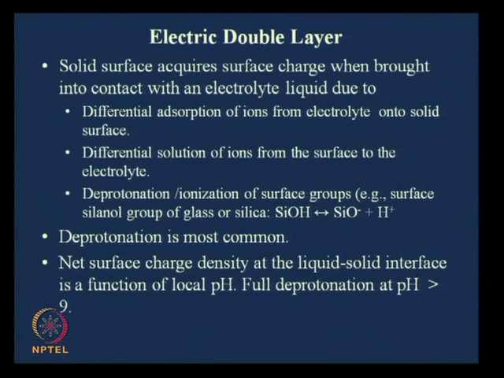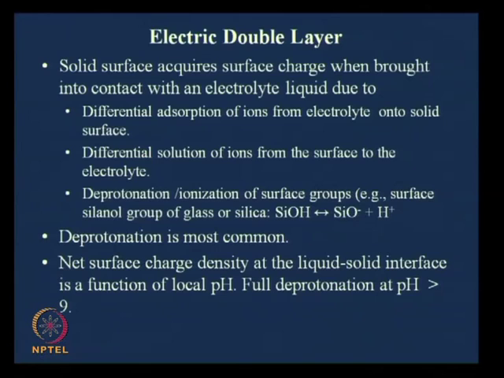The third point here is deprotonation or ionization of surface groups, such as the surface silanol group of glass or silica. Since we have been extensively talking about glass and silica as a material for microchannel devices, that will have the silanol group SiOH, which breaks down into SiO minus and H plus. This H plus goes away, so you have deprotonation of the surface group. If H plus goes away, automatically the minus charges are left there, so the surface will be having all minus charges.